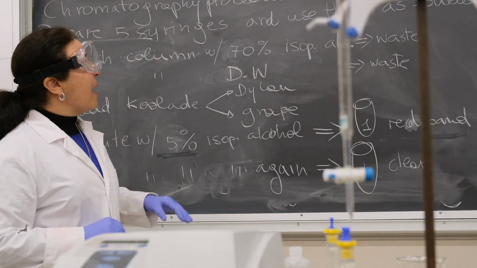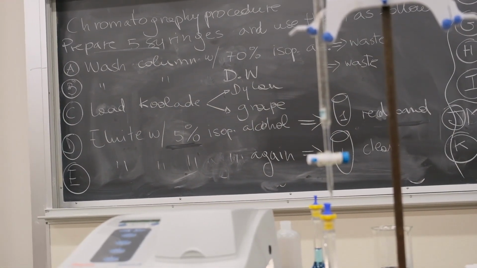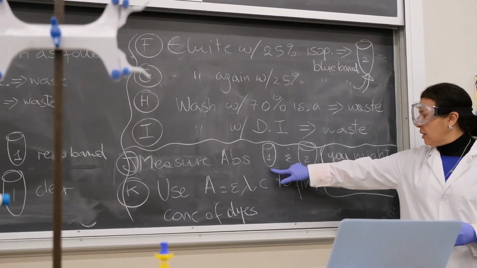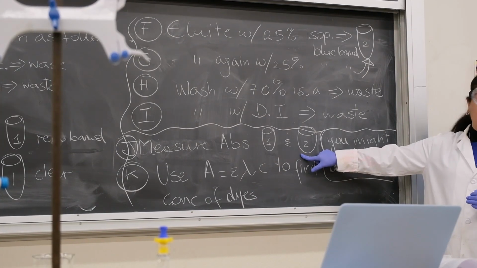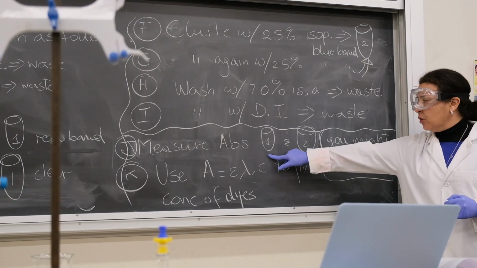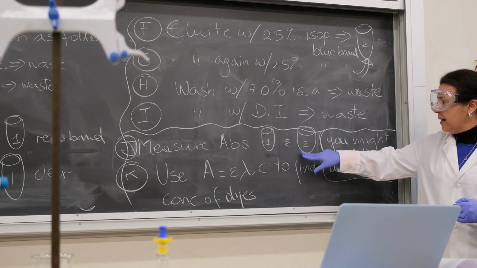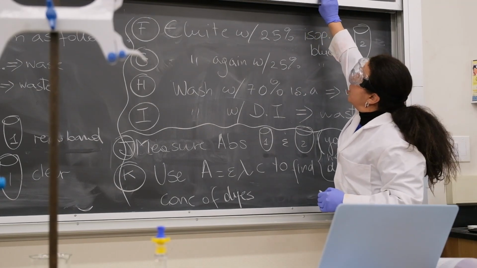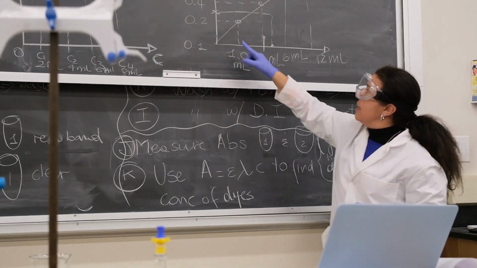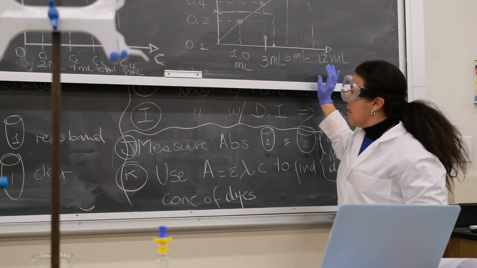Once we've done that, you're going to measure the absorbance of the first column and the second column, okay? First is going to be the red, the Allura red, and the second one is going to be the brilliant blue. You are going to use your graph to interpolate the data and find out what is the concentration.